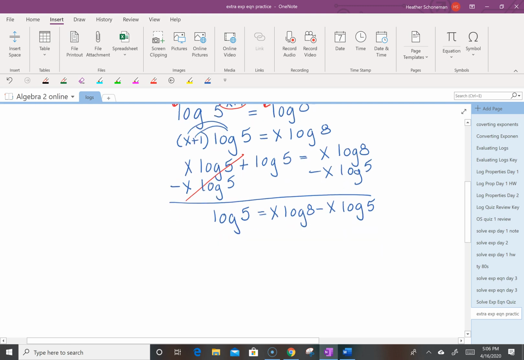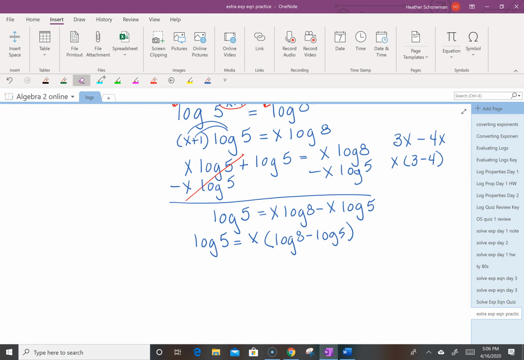Now, it's really helpful if we can factor out that x. So the left is going to stay the same, log 5. On the right, I'm going to factor out an x, and I get log 8 minus log 5. Because I divided both of them by an x, I pulled it out. Just like if I had 3x minus 4x, I could factor out an x and I'd be left with 3 minus 4, right? You've done that before. That's what we're doing here.